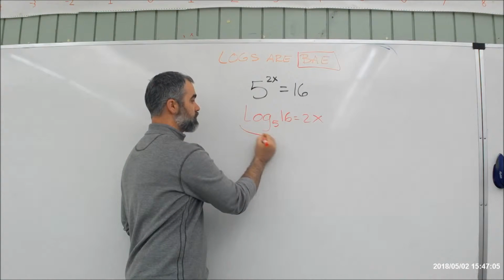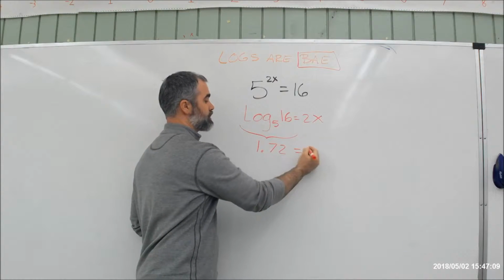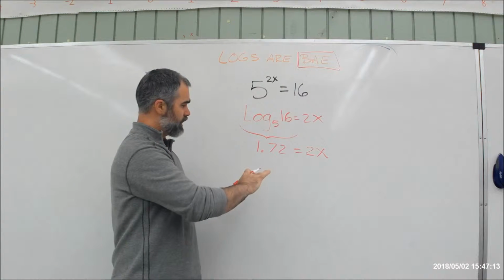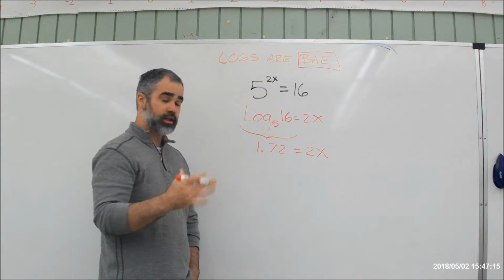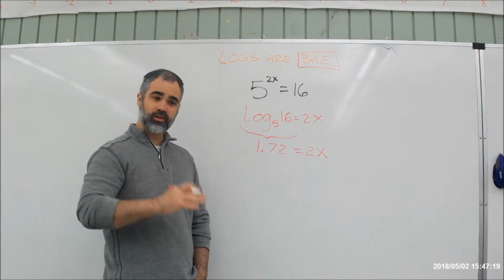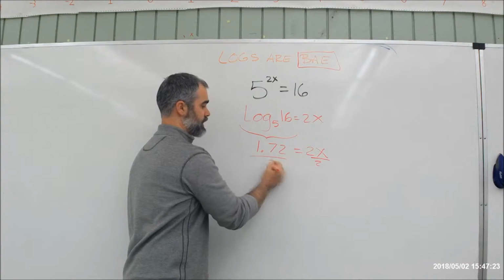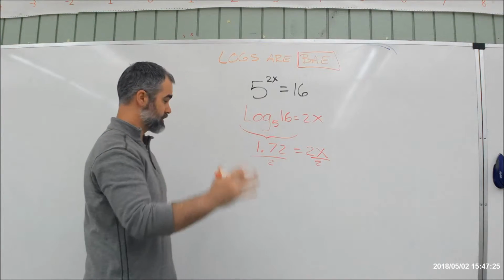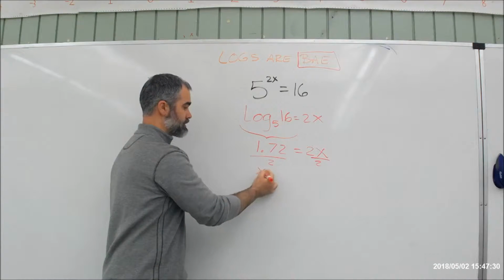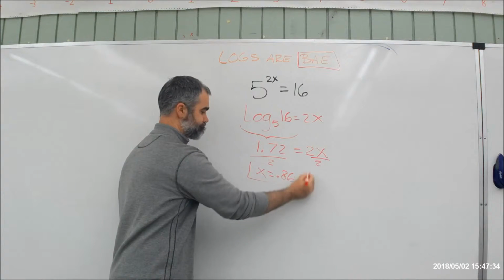We end up with this whole thing. It's just a number, 1.72 approximately. It's actually an irrational number. And what we got here, 1.72 equals 2x. Now that's an easy question. That's like a 6th or 7th grade math question. You do the opposite. We're going to divide both sides by 2, and you get your answer. So x is going to be 1.72 divided by 2, and that's going to equal 0.86. And that's your answer.